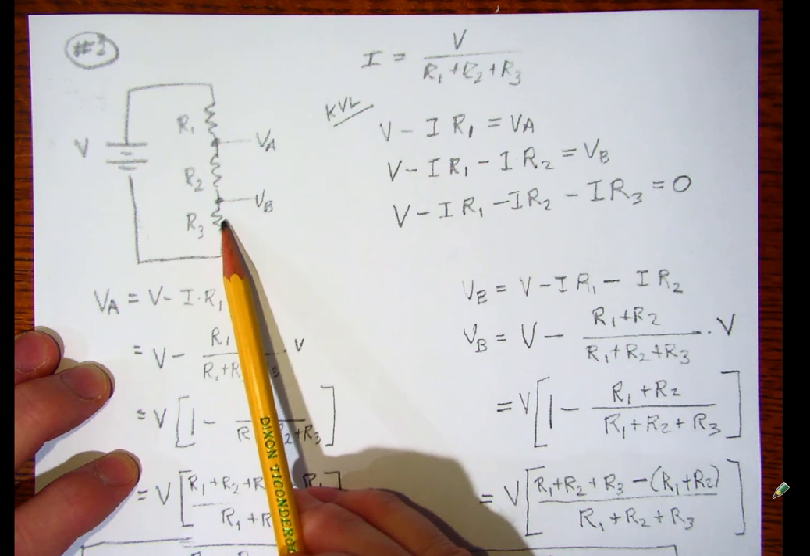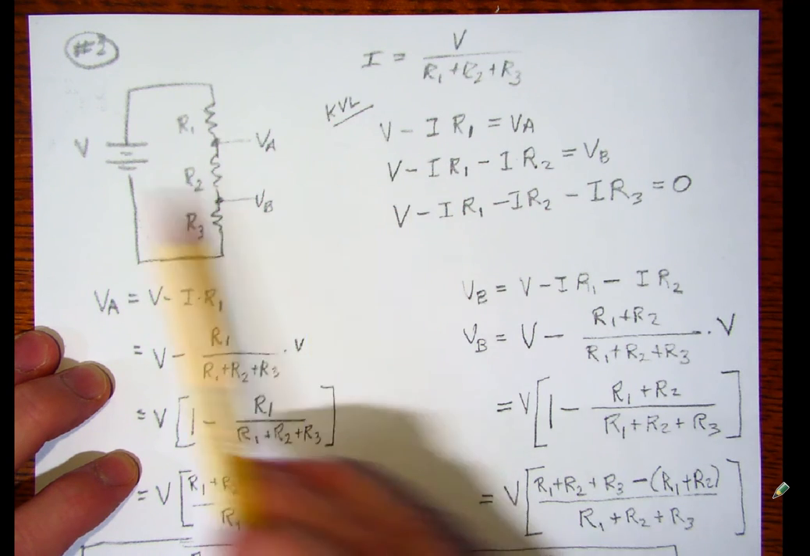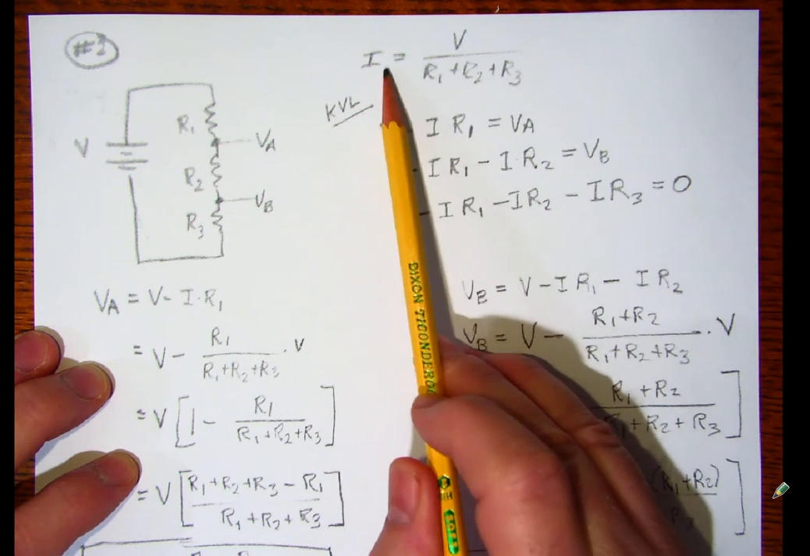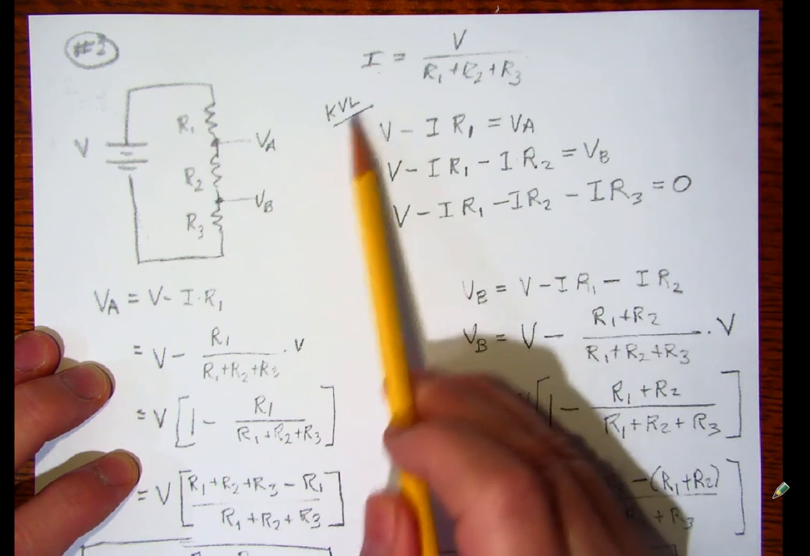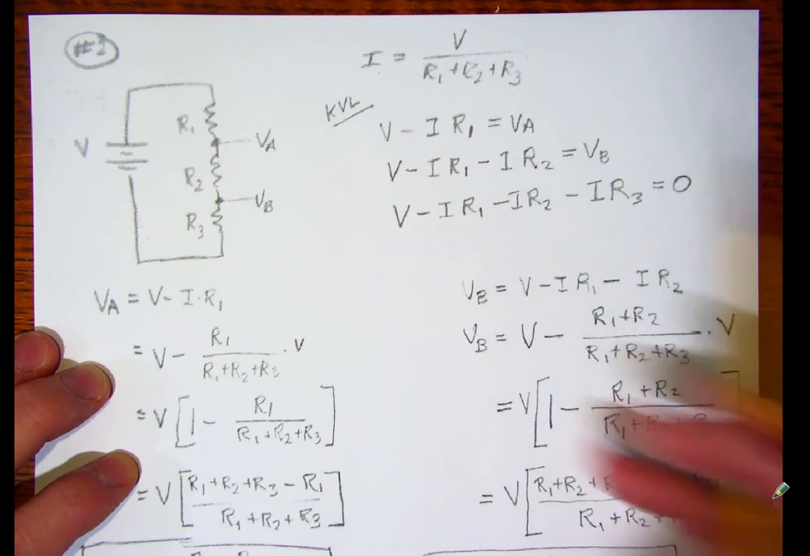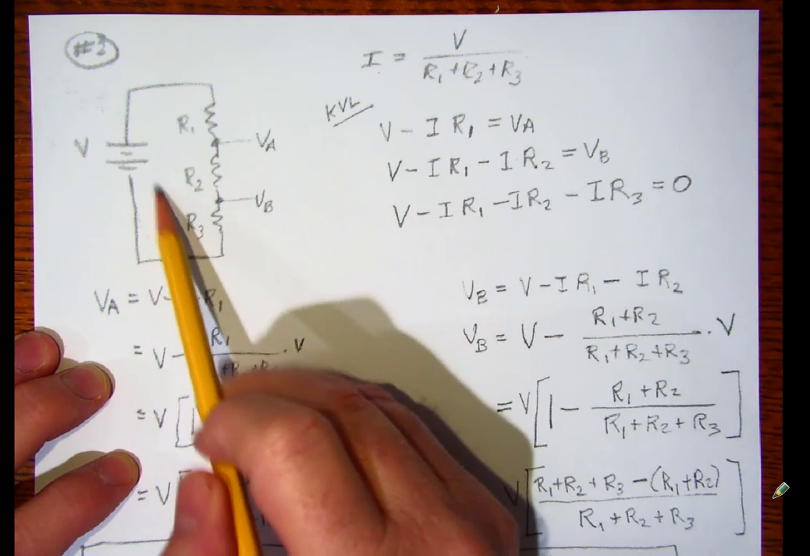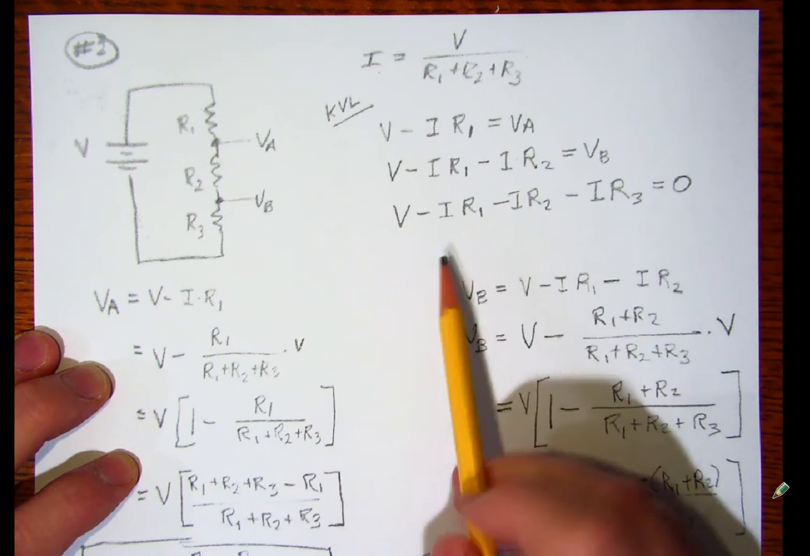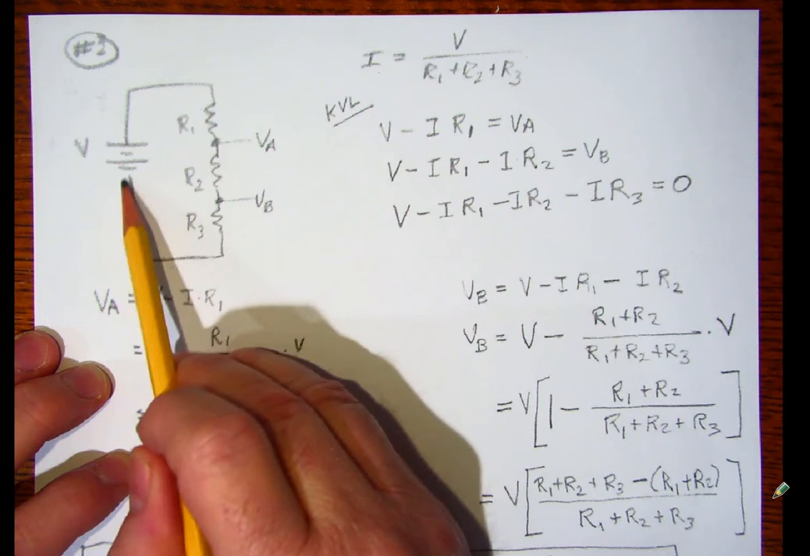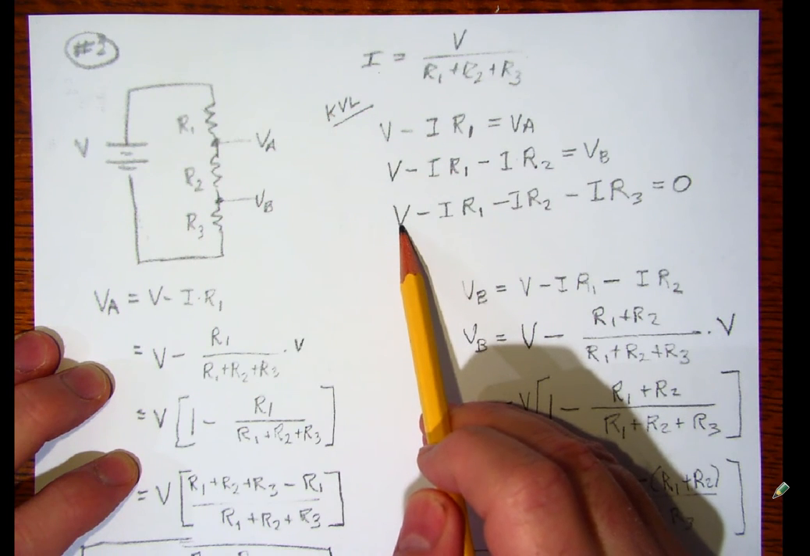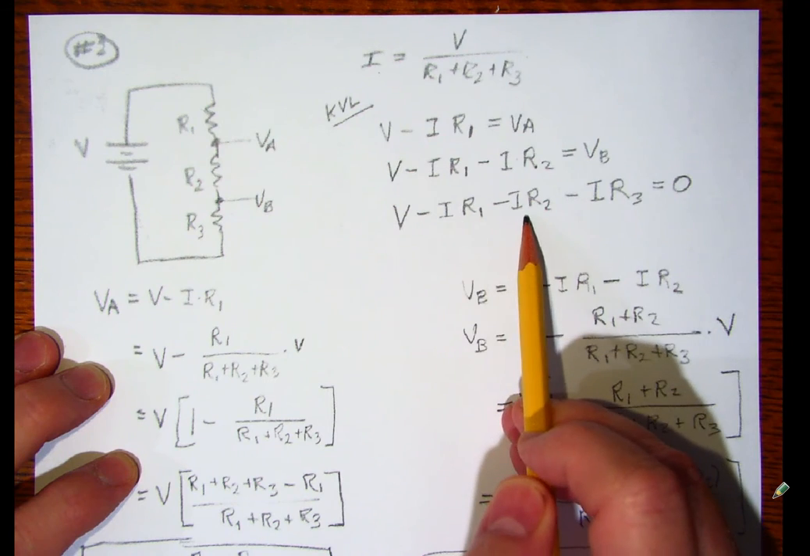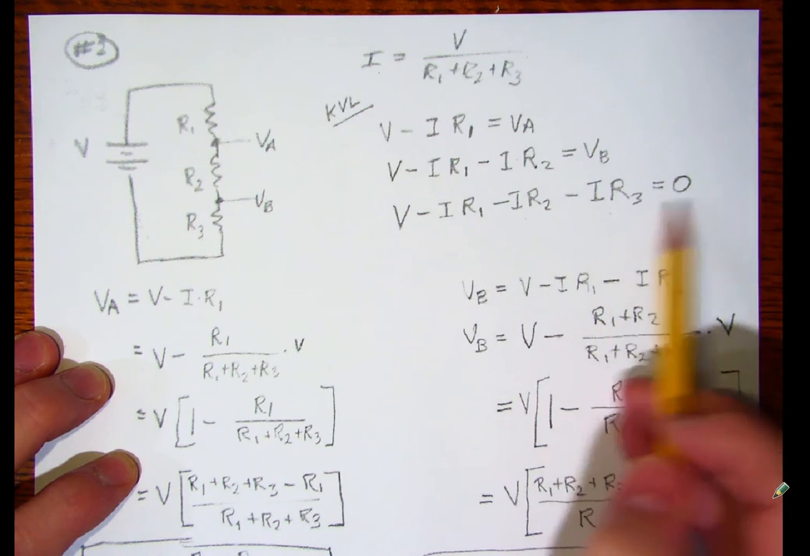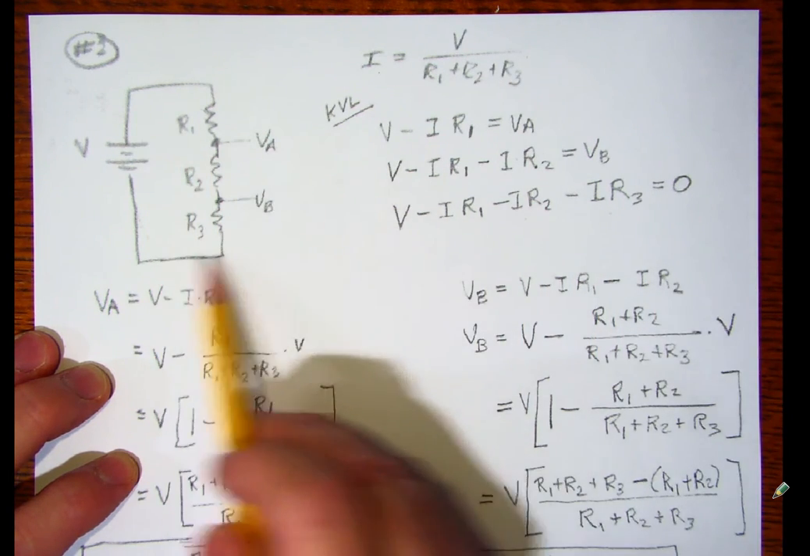plus R2 plus R3, and divide that into the voltage to get the current. So we have the current here in terms of the known quantities, and then we apply Kirchhoff's voltage law. Now the way we normally do it is we go around in a full loop, and we'll say V, we go up in voltage V, and then we drop I times R1, I times R2, I times R3 must equal 0 as we go around the circuit.